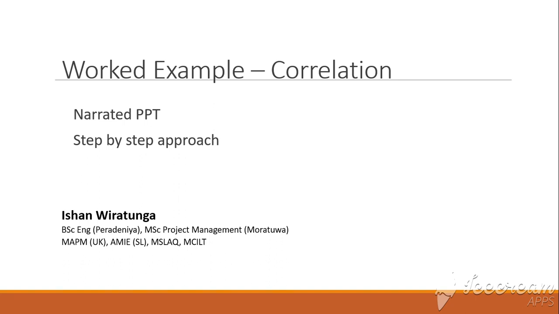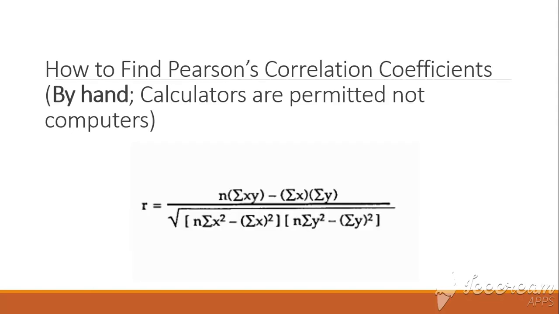I will explain a worked example of calculation of correlation. It's a narrated PowerPoint with a step-by-step approach. I'm Ishan Veeratunga. The equation of correlation r is like this. There are sigma xy, sigma x and n. Those are the things we have to find out from a graph or from a table.